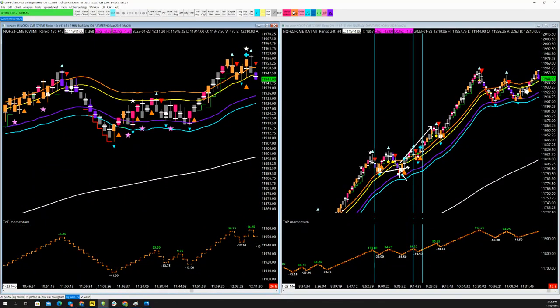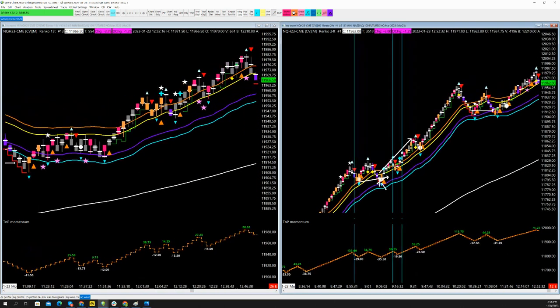So I want to show you what I mean by that. See how it triggered again? This is your first apex trap. It's still valid. Come over here to the right.